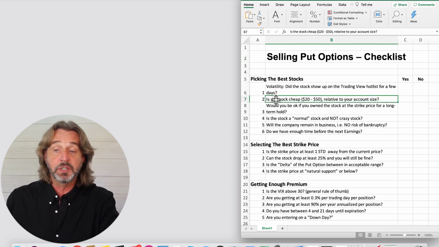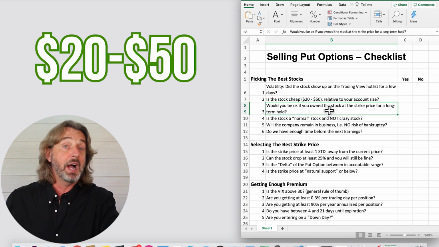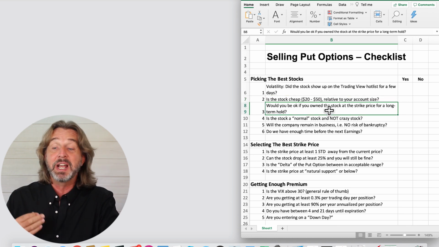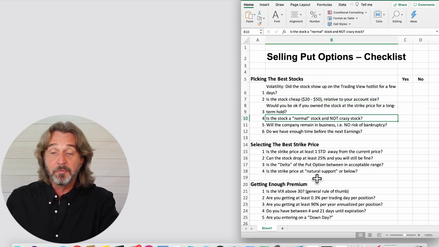I then also like to look for stocks that are relatively cheap, between $20 and $50. I need to make sure, especially when selling puts, that I'm okay owning the stock at the strike price for long-term hold. So as you can see, it is a 15-point checklist that I have here. And today I want to walk you through these first few steps here. So let's get started. Let's talk about the scanner here actually and the hot list.